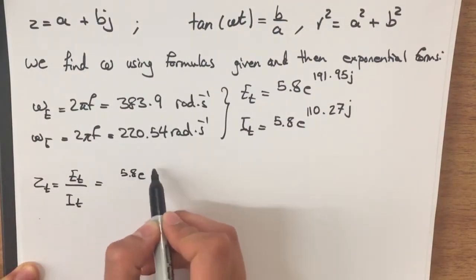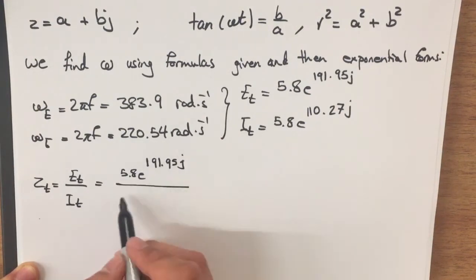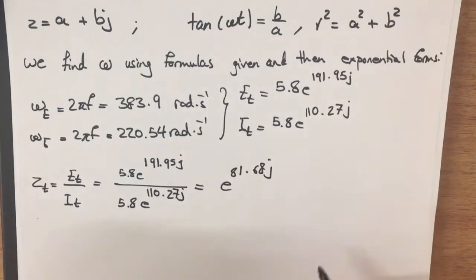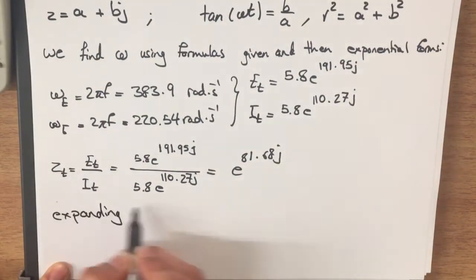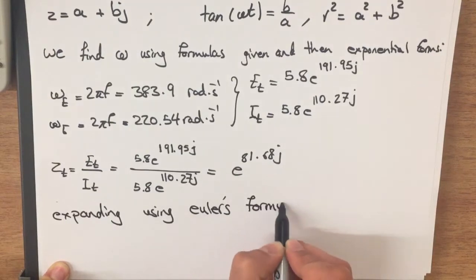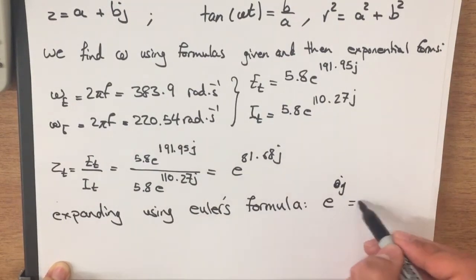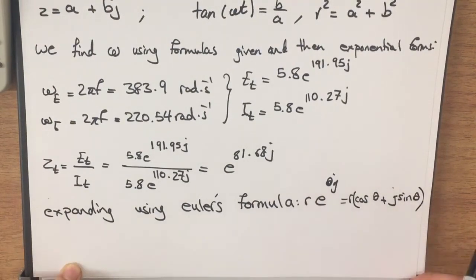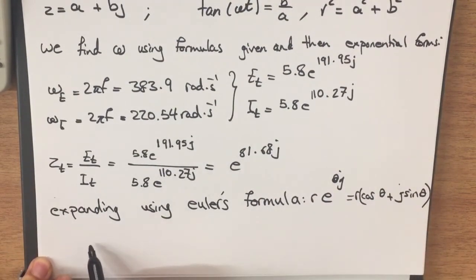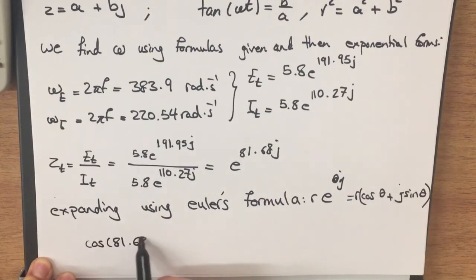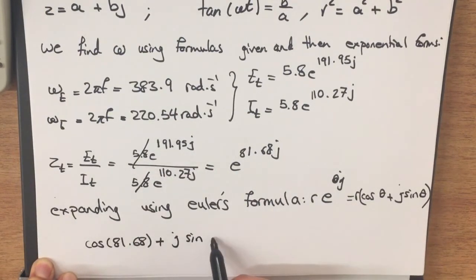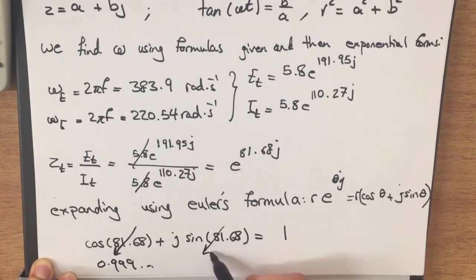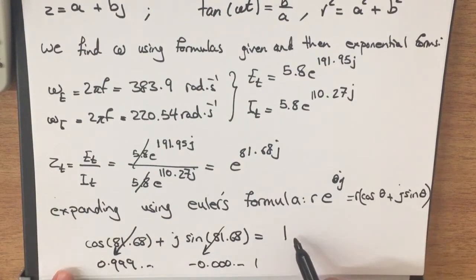Recalling that Zt equals Et over It implies that the 5.8s will cancel and we will only be left with powers to subtract. Hence, the impedance can be summarized by e to the power of 81.68j. Recalling Euler's formula, which is e to the power of theta j equals cos theta plus j sine theta, implies that substituting in values for theta yields cos of 81.68, which is very near 1, and sine of 81.68, which is very near 0. So our final answer is 1 ohm.